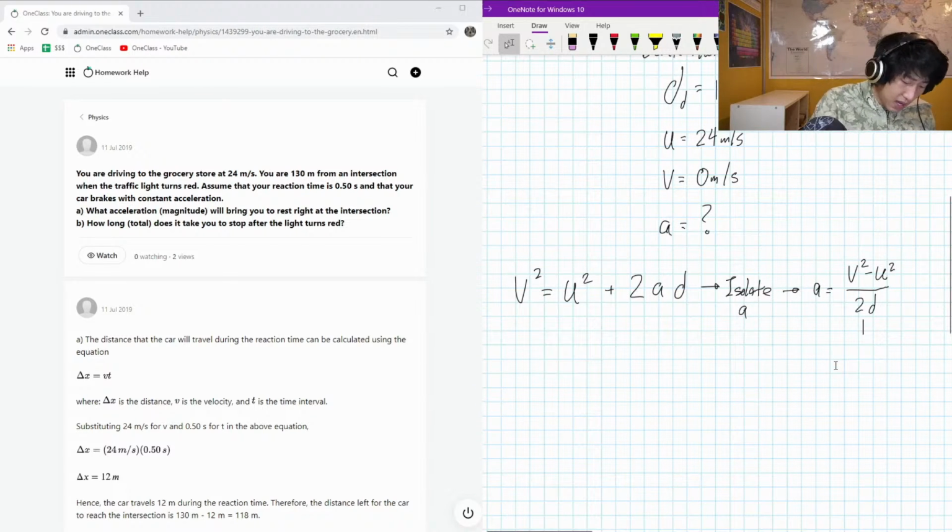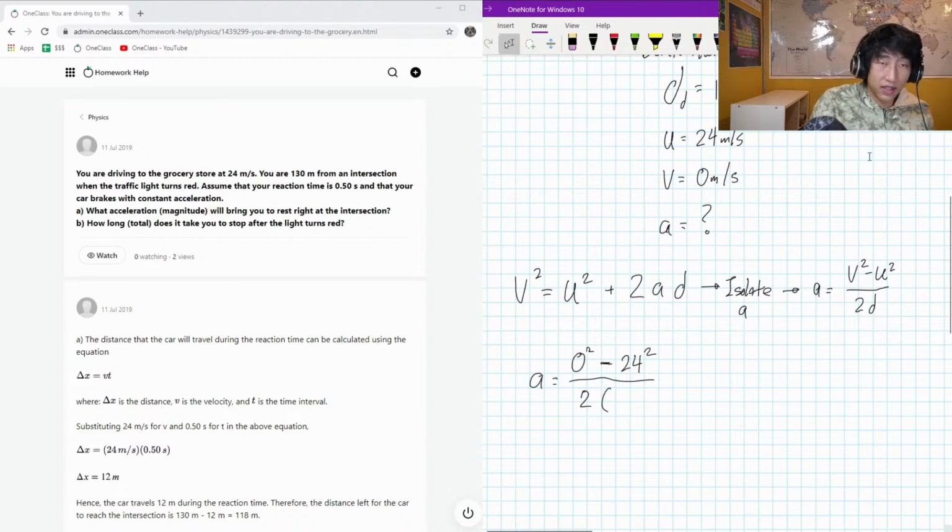Okay, so a, what's v squared? Well, that's 0 squared. Okay, nice. And minus u squared, which is 24 squared, over 2 times our distance, and that is the distance that we just calculated. That is how much distance we actually have to decelerate, 118 meters.